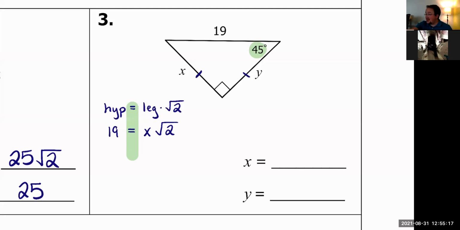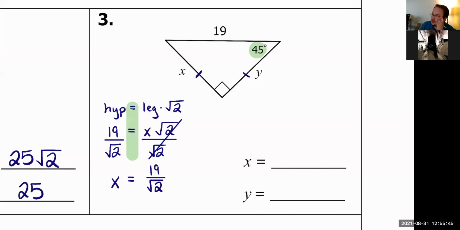But I do want to divide by that square root of 2 because I want to break it away. Right now, x is being multiplied by the square root of 2. I do the opposite. I divide by the square root of 2. That gets rid of it here on the right-hand side. Now I'm going to do a quick flip around here. I get x equals 19 divided by the square root of 2.